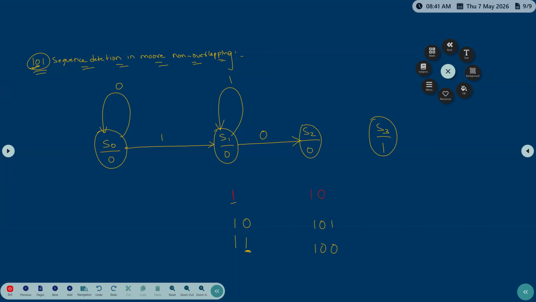So now 1 0 1. 1 means that is the required sequence 1 0 1. So I need to go to the next step. So 1 means I need to go to the next step.